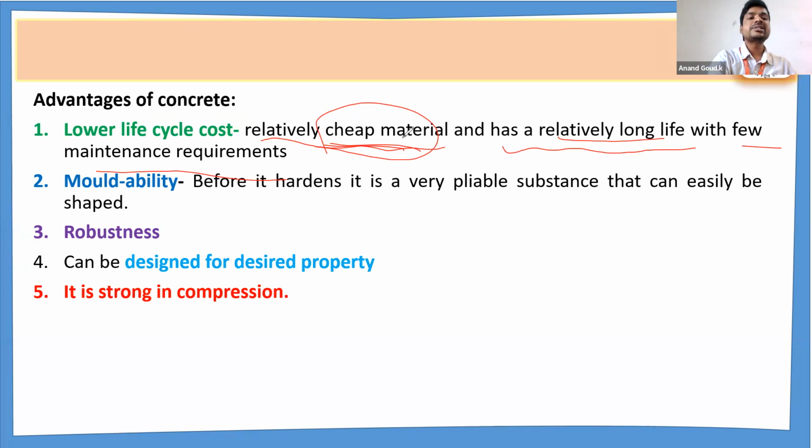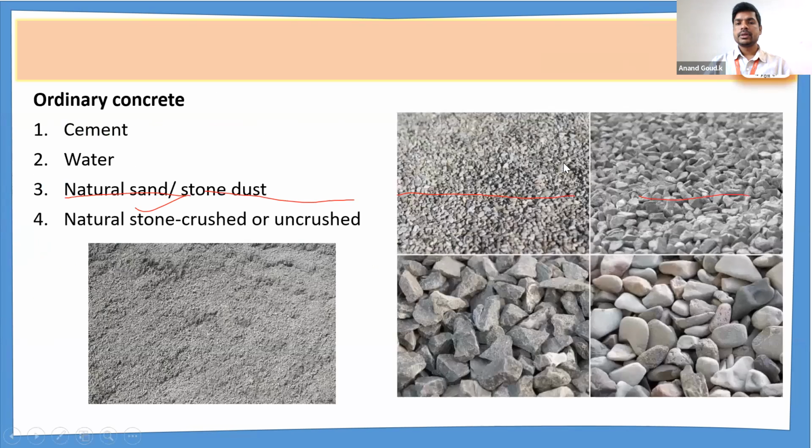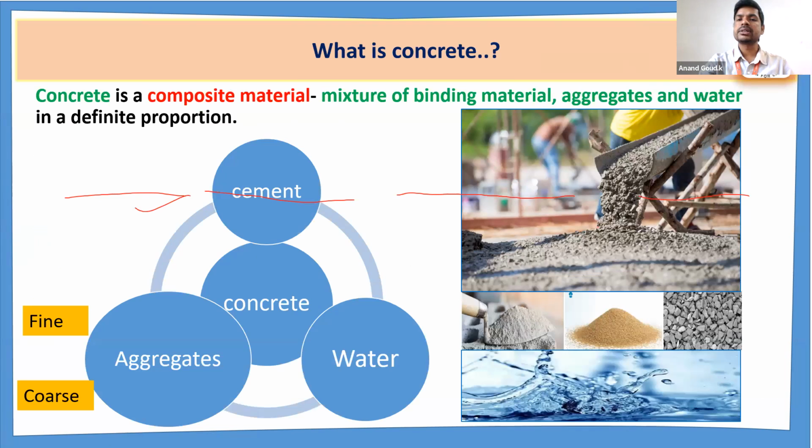And next, moldability. That means before it hardens, it is a very pliable substance that can be easily shaped. After adding cement, aggregate, and water, after mixing the material, you can observe this particular picture. In the first one, see, this is the fresh concrete. After adding all these materials in one place, you will first get this material, right?